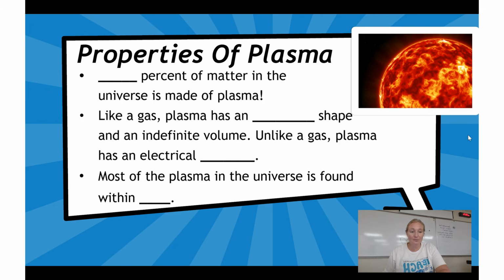So with our plasma, 99.9% of matter in the universe is made of plasma. Plasma also has indefinite shape and volume, but the difference between a gas and a plasma is that plasma has an electrical charge. Most of the plasma is going to be found in stars. That's why such a high percentage of the matter is plasma, because it's what stars are made of.